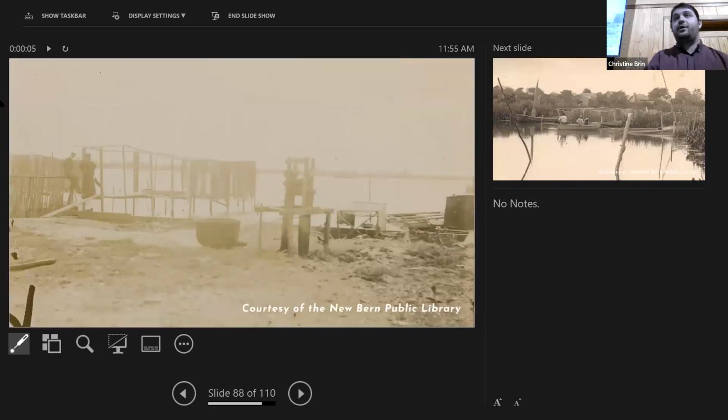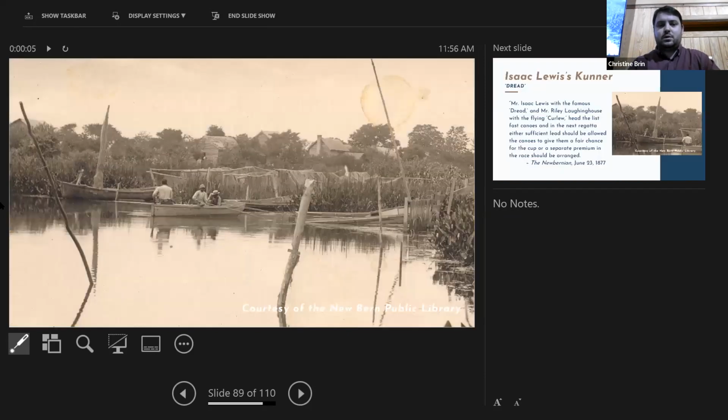And then here's a photo that I found, courtesy of the folks at the New Bern Public Library. This is from James City, and you've got this rack right here where you have some nets drying. This would have been just right across from New Bern. And then I like this photo right here. You've got these racks where you've got all these nets drying over here. Meanwhile, you've got this boat right here.